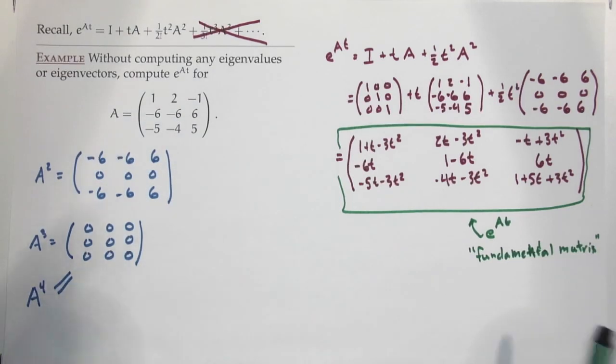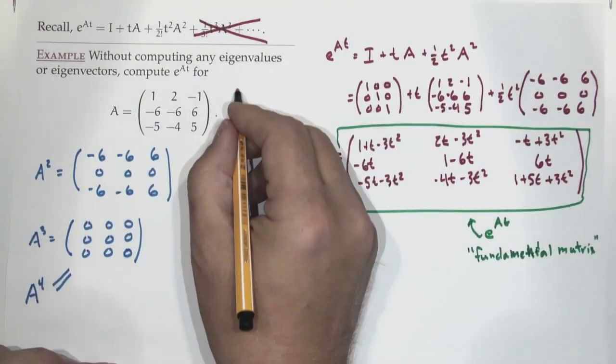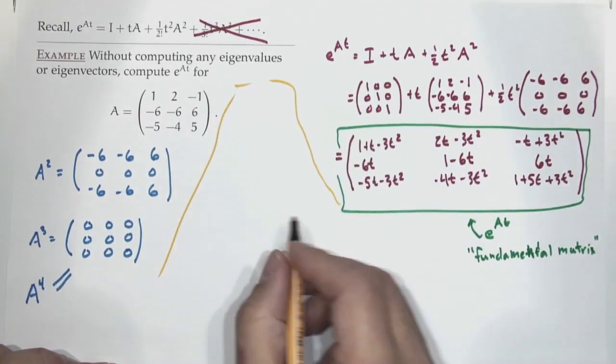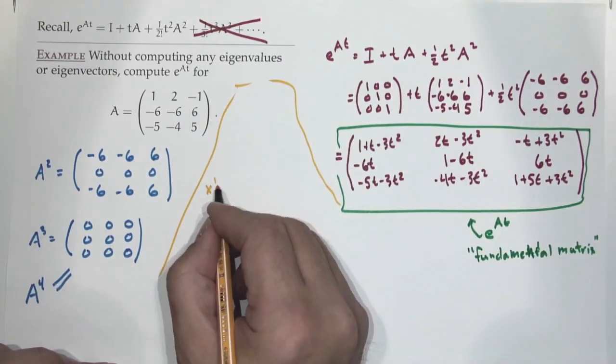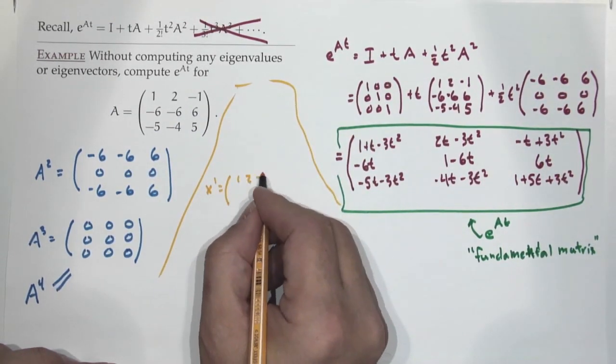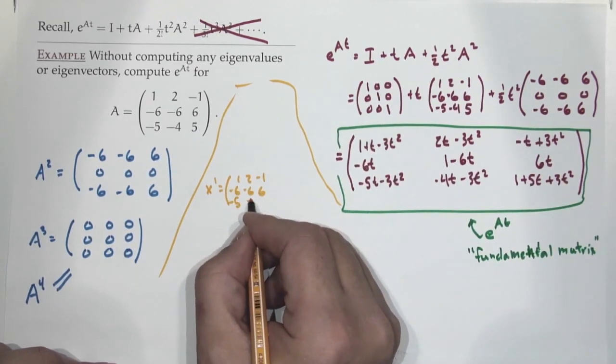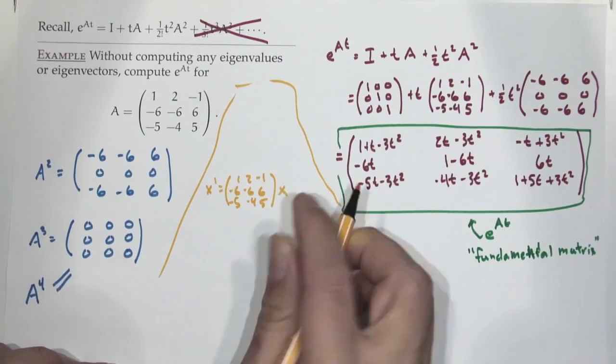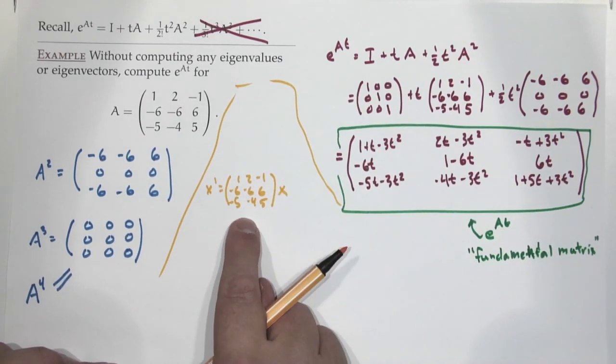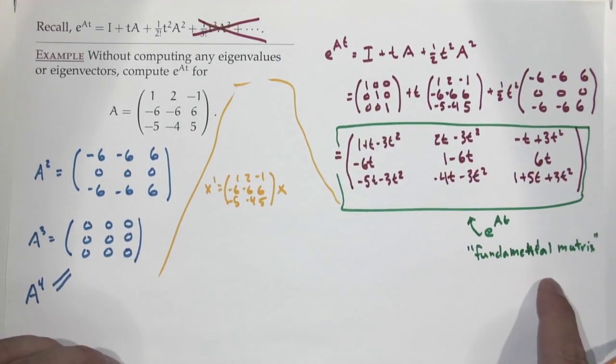X prime equals Ax. Yes. So if we think about our differential equation, we have x prime equals [1, 2, -1; -6, -6, 6; -5, -4, 5] x. That differential equation has this as a fundamental matrix.